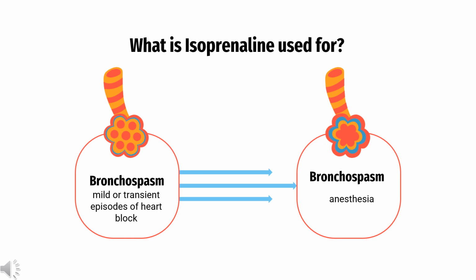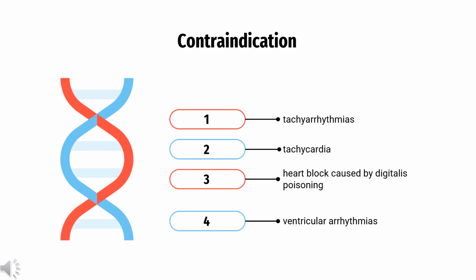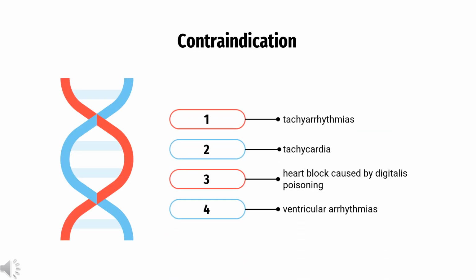Isoprenaline is also indicated as an adjunct therapy to fluid and electrolyte replacement therapy in hypovolemic shock, septic shock, hypoperfusion, congestive heart failure, and cardiogenic shock. Contraindications. It should not be used in people with tachyarrhythmias, except in special circumstances, tachycardia, or heart block caused by digitalis poisoning, ventricular arrhythmias which require inotropic therapy, or with angina.